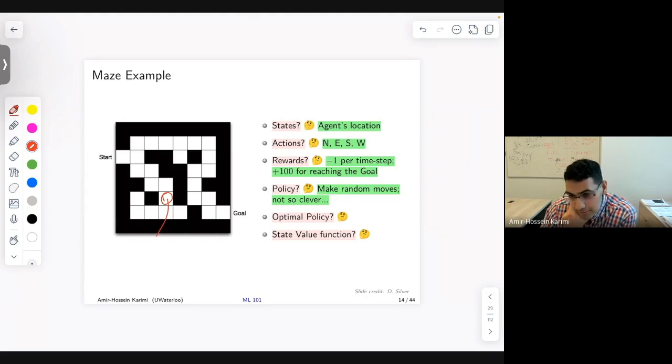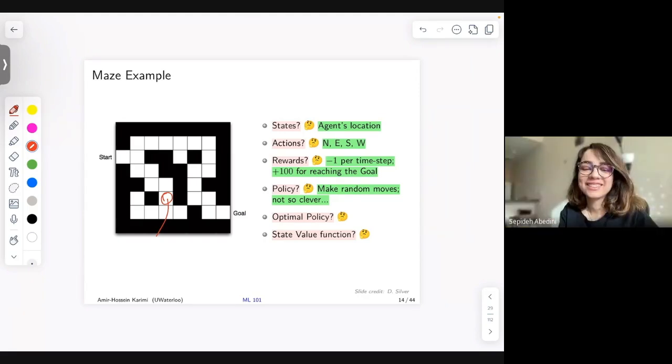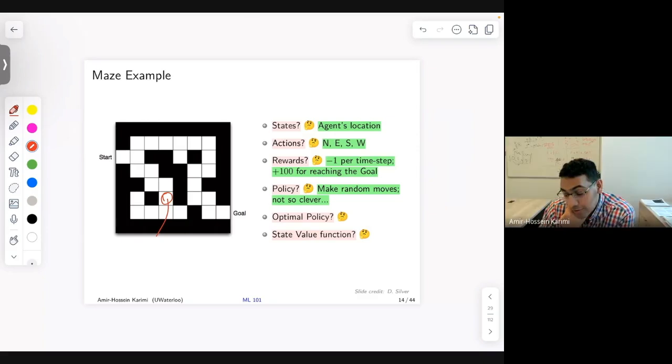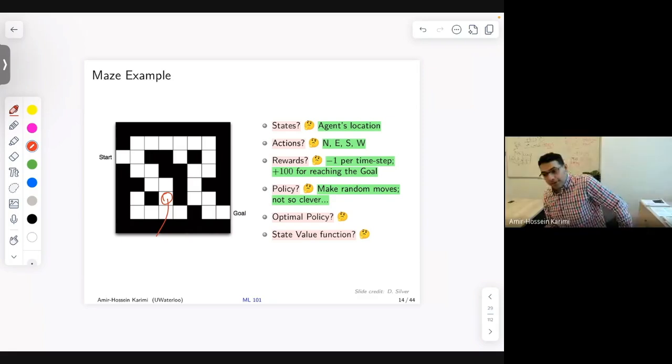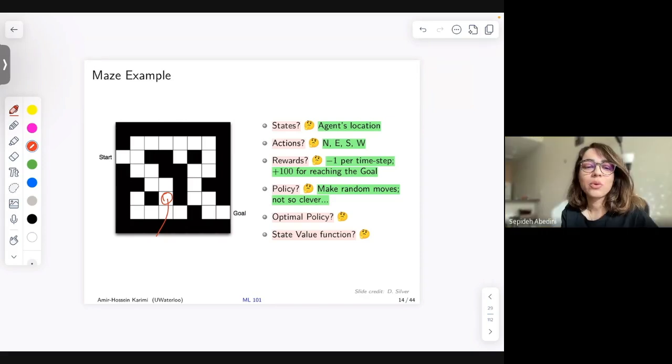Sepide, you had the answer, I think. Yeah, up and down. Okay, up and down are available in that state. What is the best action that I can take, or the optimal policy? So the action space for the agent in the state that I've drawn in red is up and down. Which one of those actions is better in that state? Oh, I see. So up.